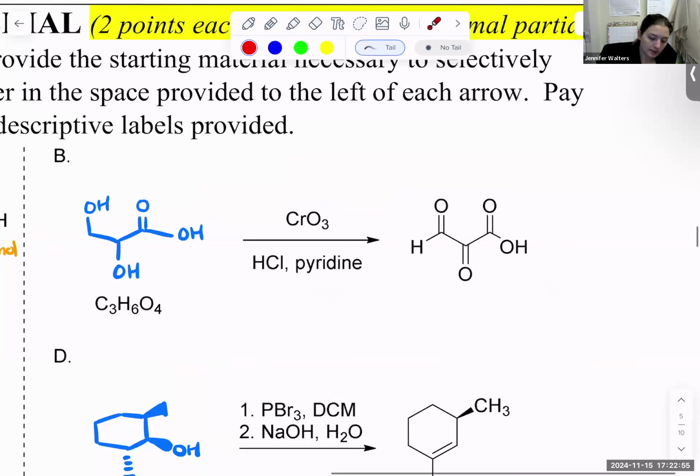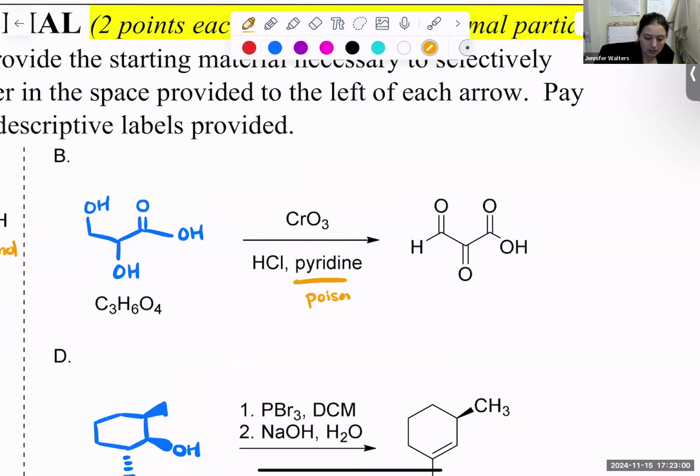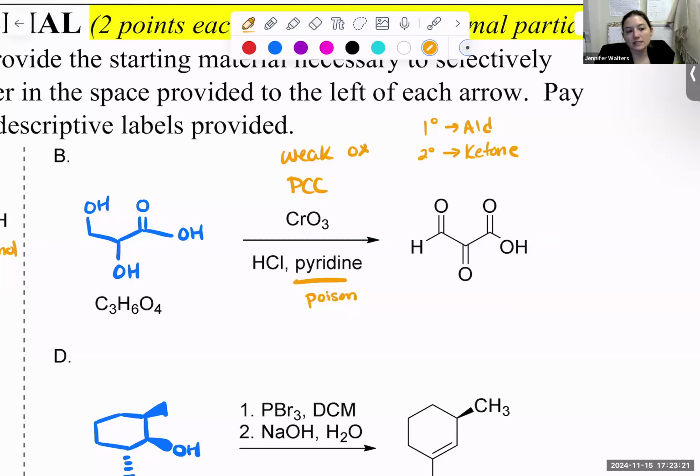B. All right, so here I see that pyridine. Remember, pyridine is the poison that is going to turn the reagents into PCC. So PCC is my weak oxidant. That turns my primary alcohols into aldehydes and my secondary alcohols into ketones. It is unable to make carboxylic acids. So that means my carboxylic acid had to be there to begin with. So this had to be there to start.